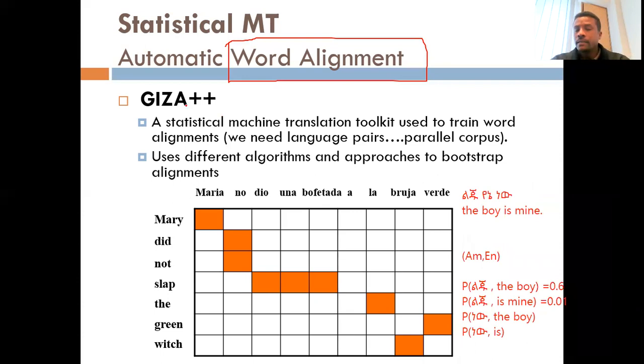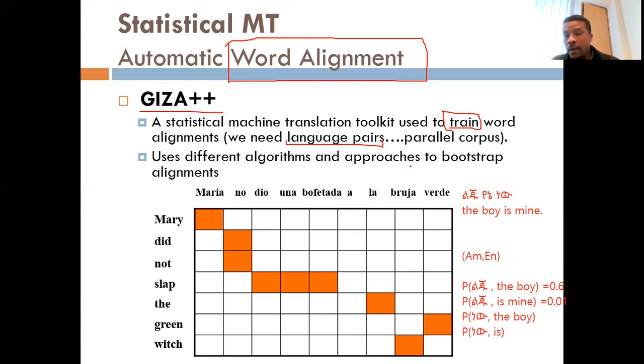What we call a word alignment is a statistical machine translation technique, and GIZA++ or the recent one, which is MGIZA, is a statistical machine translation toolkit which is used to train a word alignment. An alignment means creating an equivalence between a word in the source language and a word or a phrase in the target language, and for this we need language pairs. That's what we call a bitext or a parallel corpus.